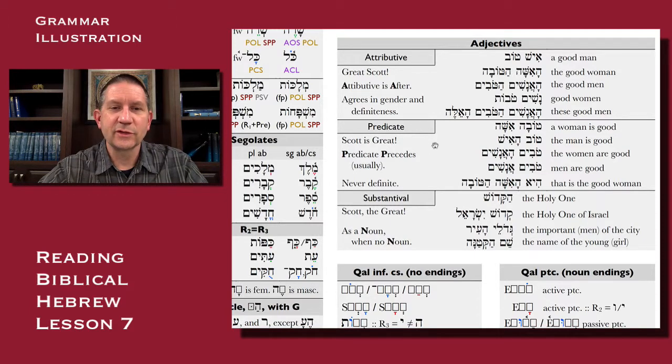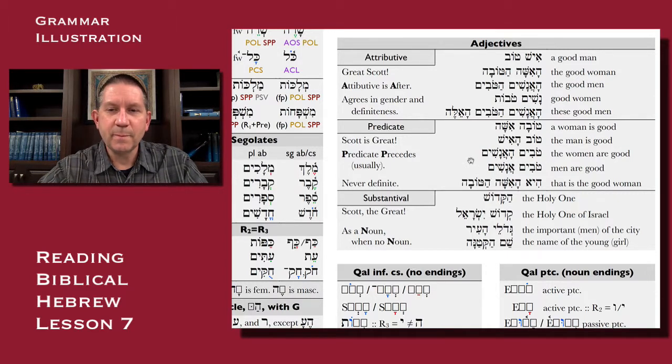Predicate position adjectives usually are preceding the noun that they modify, but the thing is they're never definite. So we look at tova isha, we have a good one, a woman, but now the word order is telling us that we're making a sentence, and we have a woman is good. Tov ha'isha, again the adjective precedes, and now the noun has an article. So instead of a man is good, the man is good.